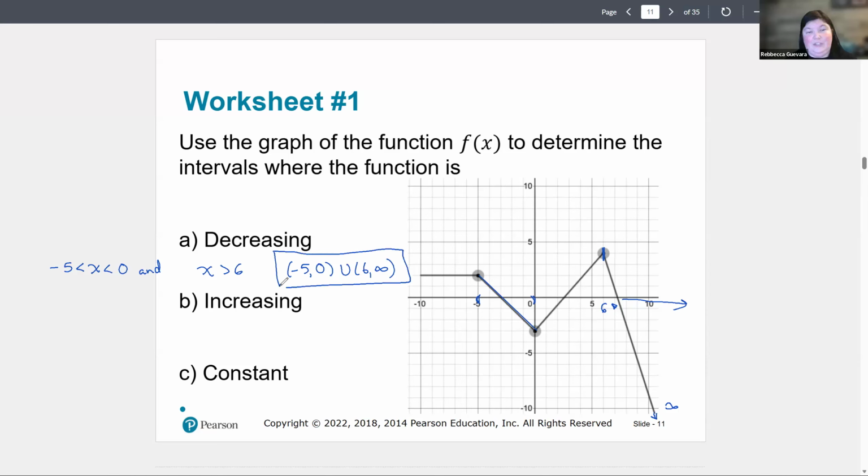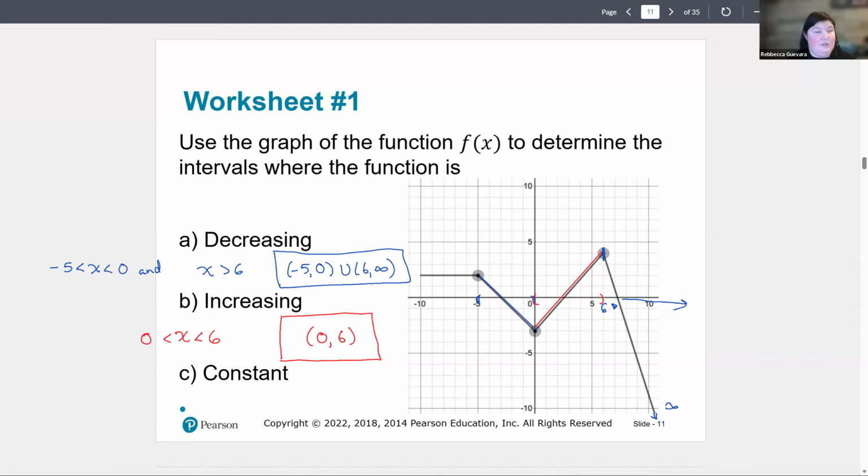I tend to like this notation better, and your book for the most part. Increasing. So we're only increasing in one place. We're only increasing on this interval. So from 0 to that 6, we were increasing. So between an X value of 0 to 6, we're increasing, or we would say parentheses 0, comma 6 parentheses.